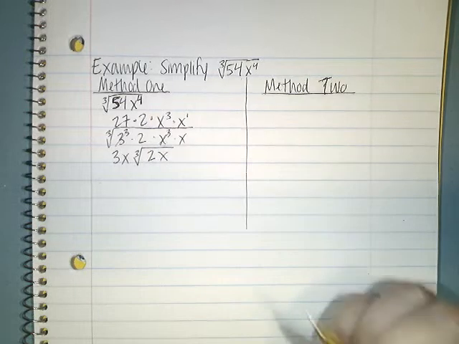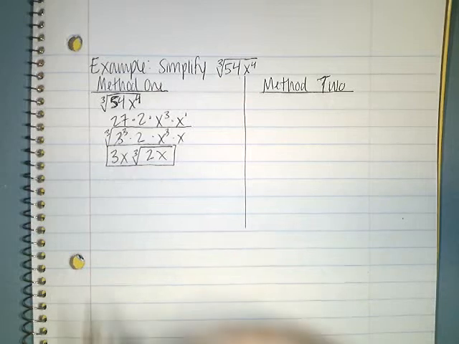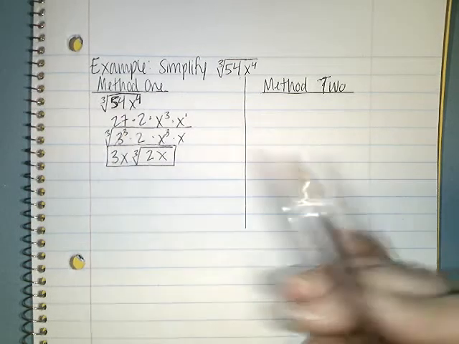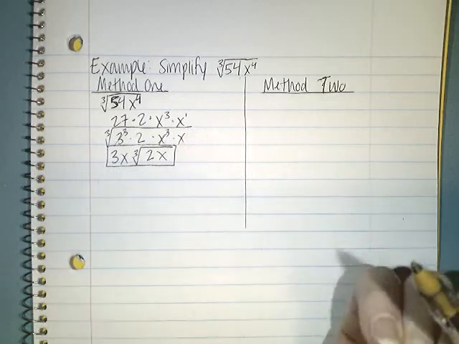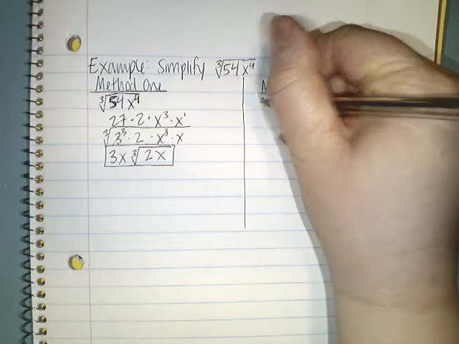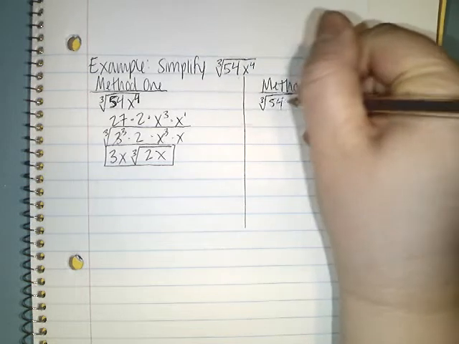So 2 and x stay under the radical, and that is my simplified solution. So that's method one. You find perfect cubes that go into your radicand and then take them out of the radical. Method two is a little bit lengthier, but it takes less mental work in some cases.